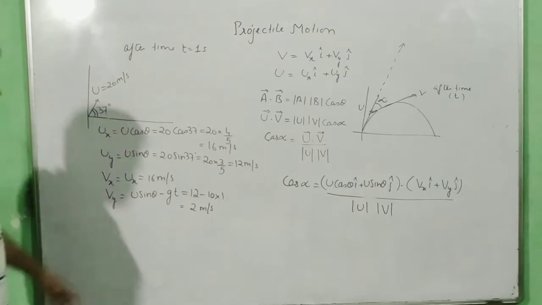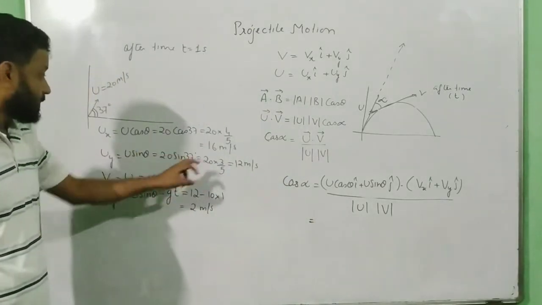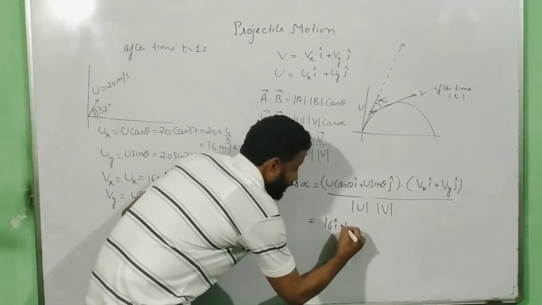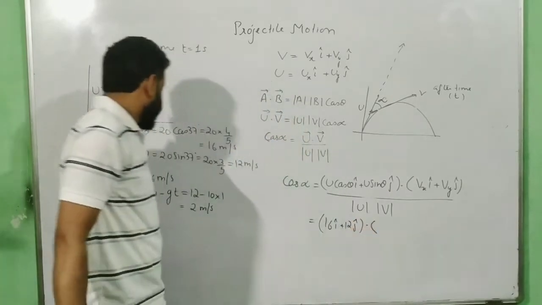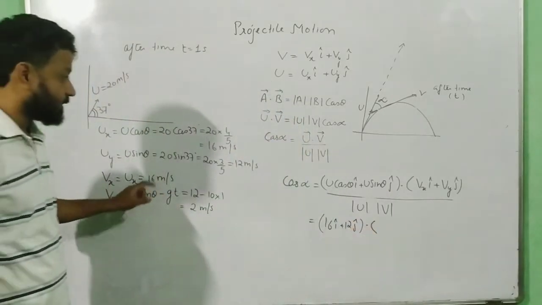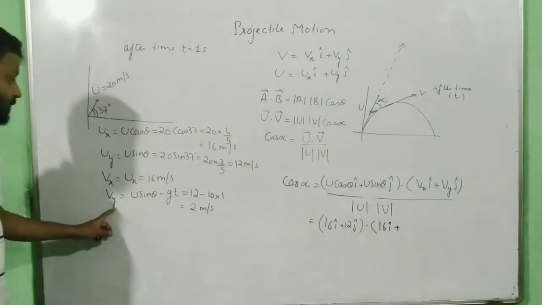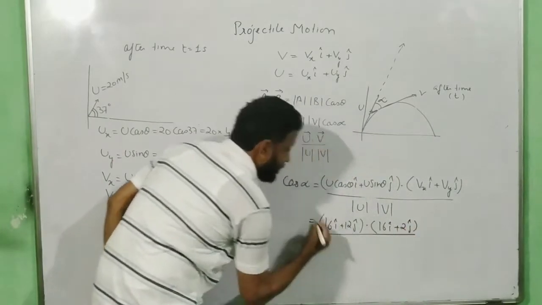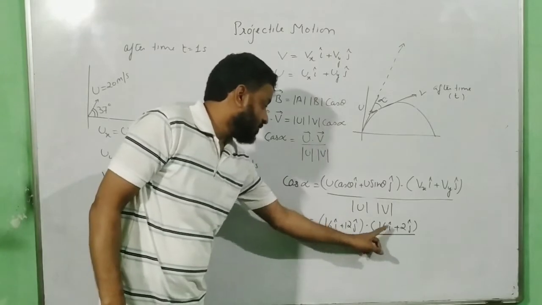Alright. Now let's put the data over here. What is u? What is u cos theta? 16. Uy is 12. So this is 16 i cap plus 12 j cap dot Vx. Vx is still 16, so 16 i cap plus Vy. What is Vy? Vy is 2 j cap, divided by the mod of u and mod of v. This is v, this is u.